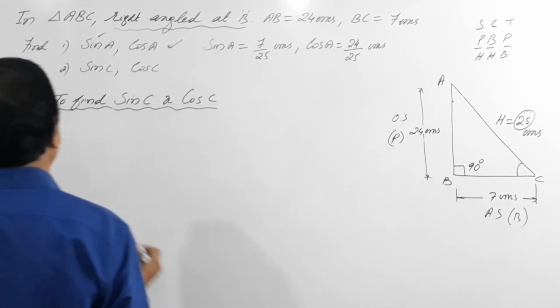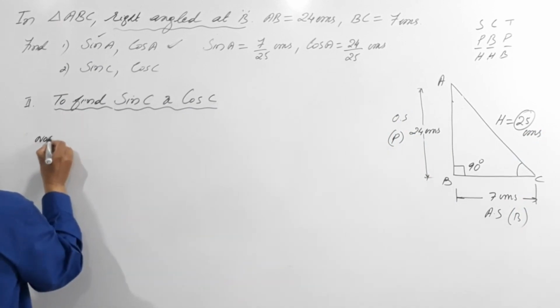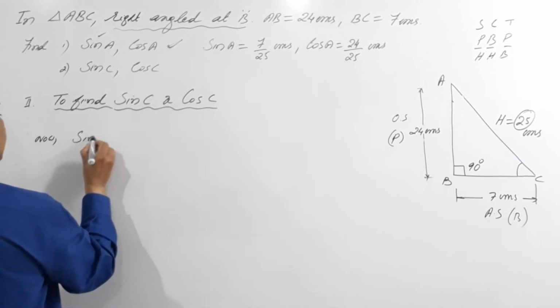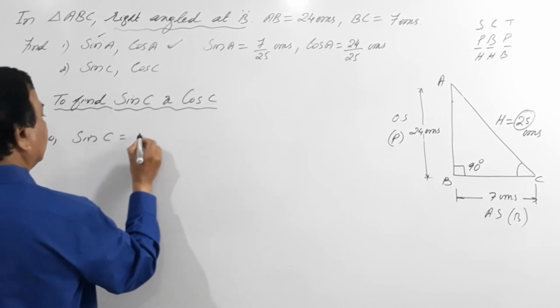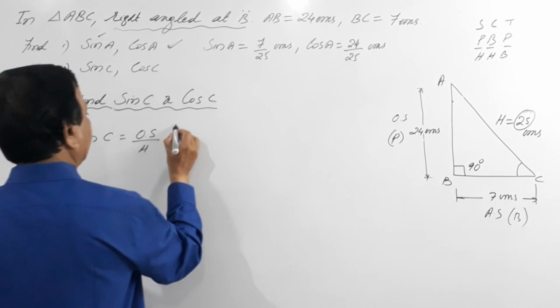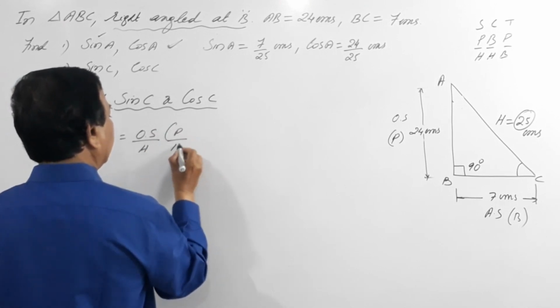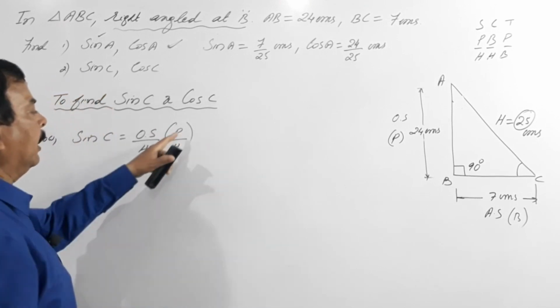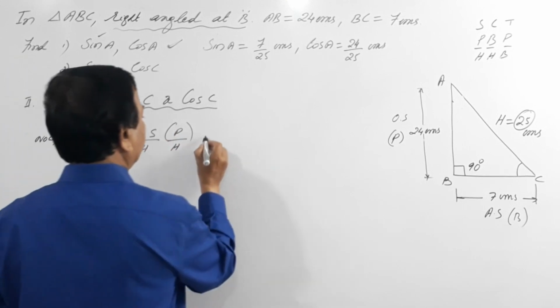So now sin C equals what? Opposite side by hypotenuse. What is the opposite side? Perpendicular height by hypotenuse. What is this?